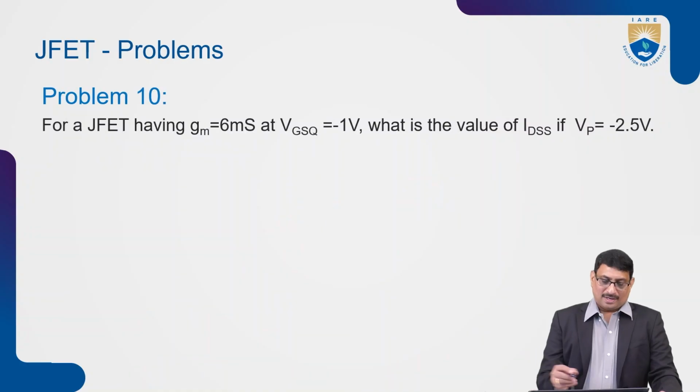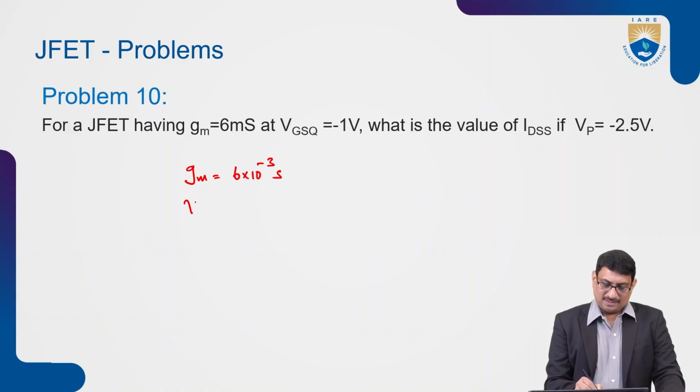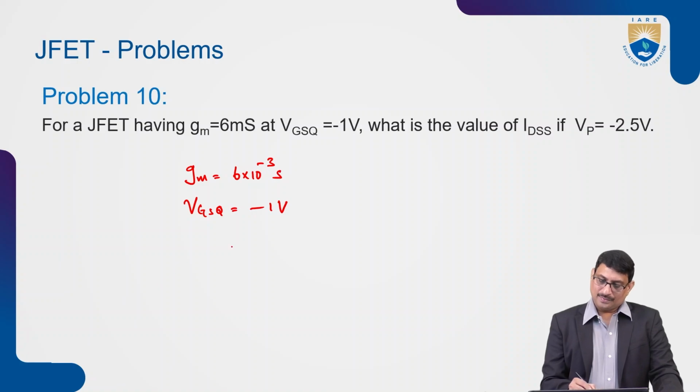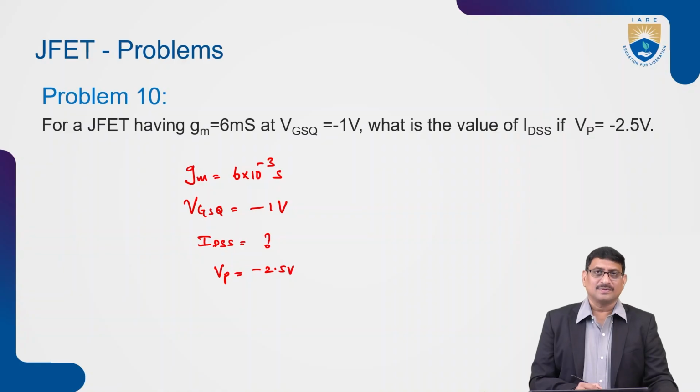For a JFET having gm equal to 6 millisiemens and where the VGSQ equal to minus 1 volt, what is the value of IDSS? Means what is the drain source saturation current if VP equal to minus 2.5 volts, which is of the same kind as the previous problem where we have to calculate the IDSS.